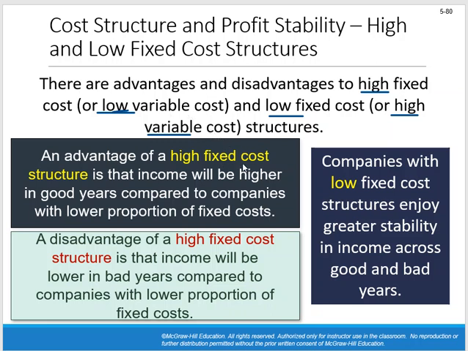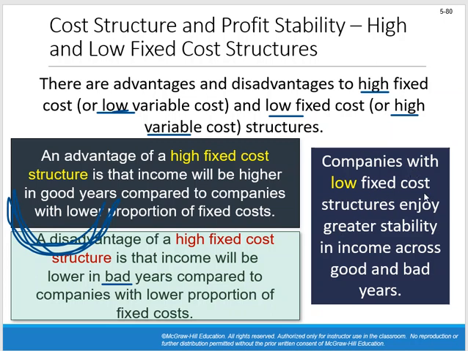So the advantage of high fixed costs is that income will be higher in good years compared to companies with a lower proportion of fixed costs. The disadvantage, though, of a high fixed cost structure is that income will be lower in bad years compared to companies with a lower proportion of fixed costs. So we're talking about the pendulum swinging high. That's what we're looking at here. The pendulum swings back and forth really high. So less stable, but it comes with more risk and more reward.